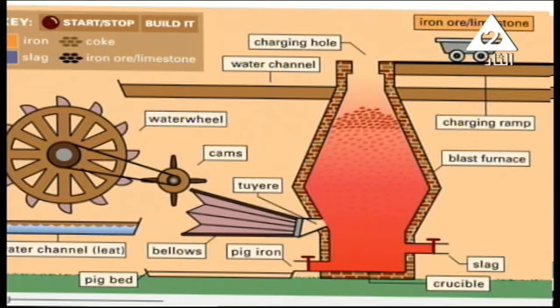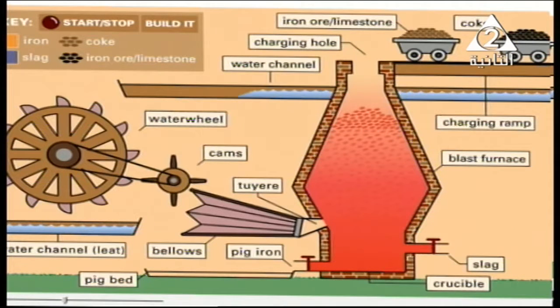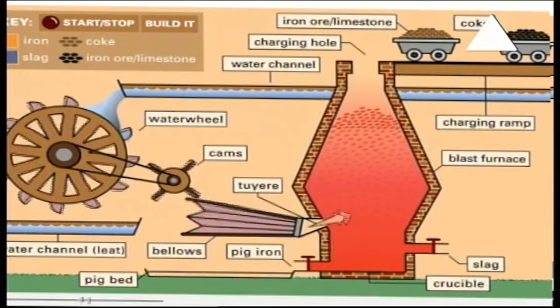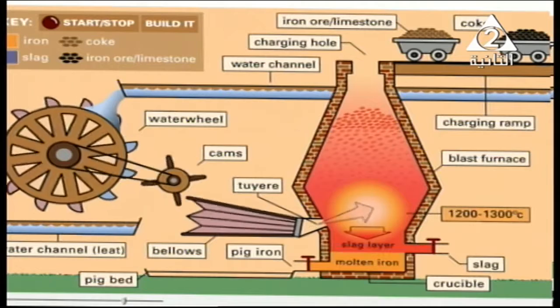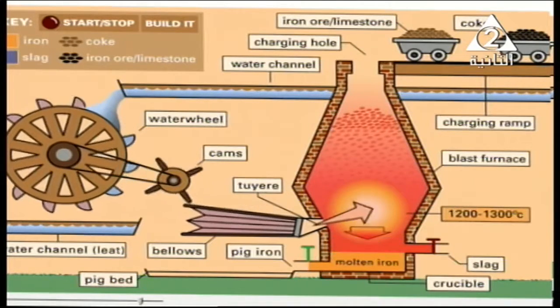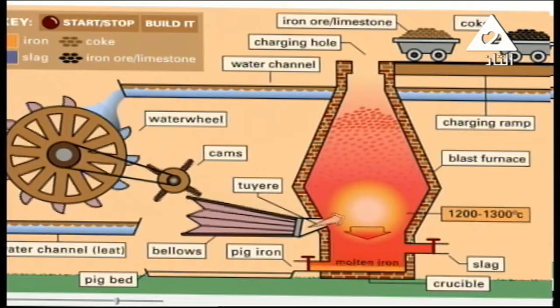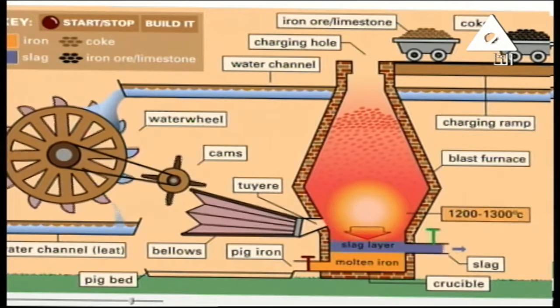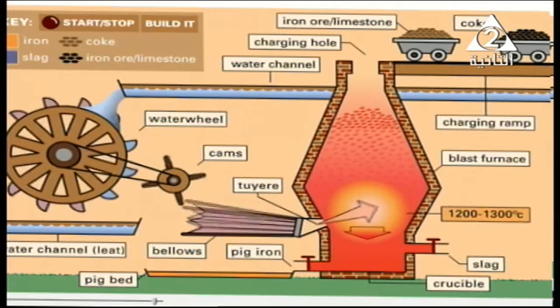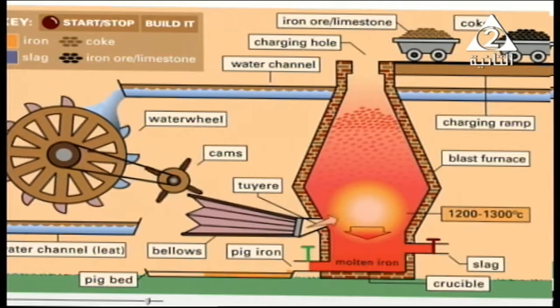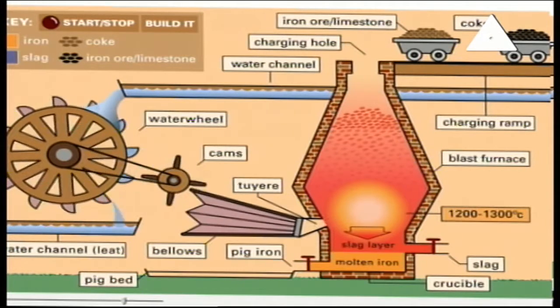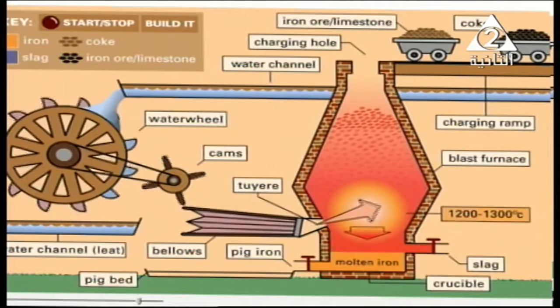My dear student, here the iron ore and the coke are dropped down from the top of the furnace, and then hot air is pushed inside the furnace in order to complete the formation of the reducing agent, which is carbon monoxide. Then carbon monoxide will reduce the iron ore into iron, and slag is formed here to remove the impurities, and we obtain the molten iron at the bottom of the furnace.